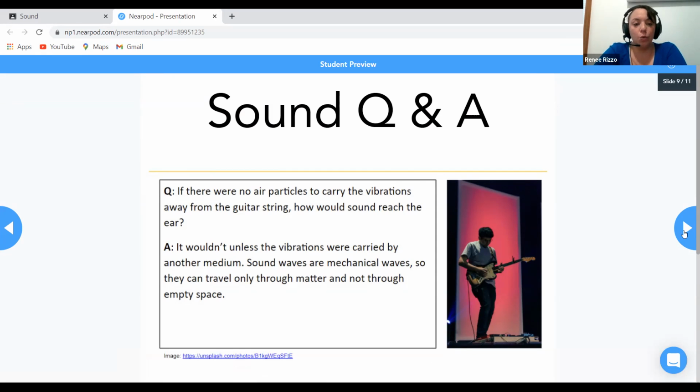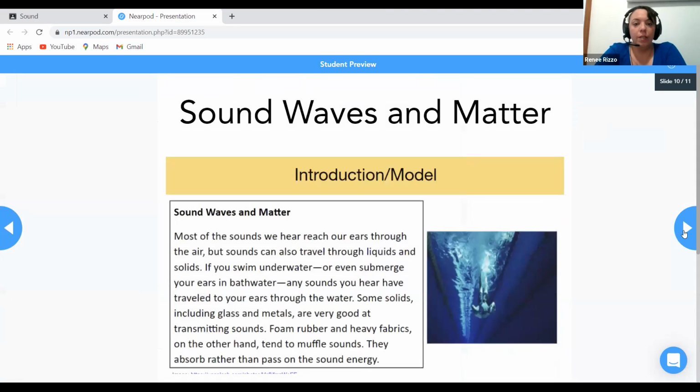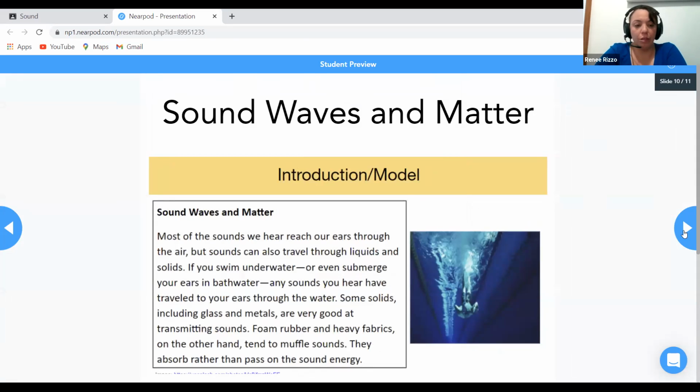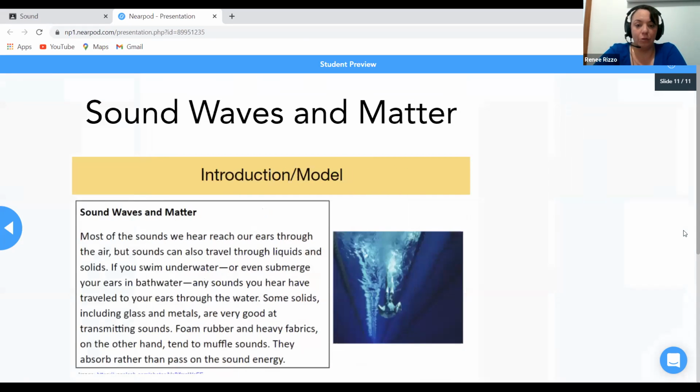Sound waves are mechanical waves, so they can travel only through matter and not through empty space. Sound waves and matter, also from the original. Most of the sounds we hear reach our ears through the air, but sounds can also travel through liquids and solids. If you swim underwater or even submerge your ears in bath water, any sounds you hear have traveled to your ears through the water. Some solids, including glass and metals, are very good at transmitting sounds. Foam, rubber, and heavy fabrics, on the other hand, tend to muffle sounds. They absorb rather than pass on the sound energy.